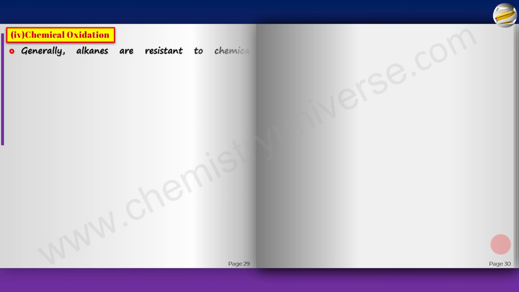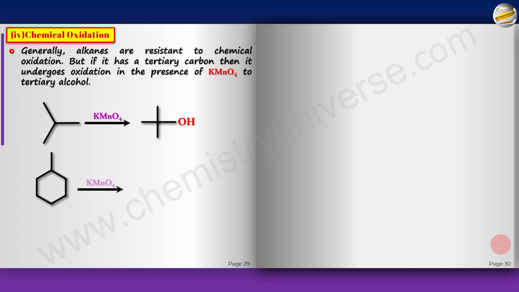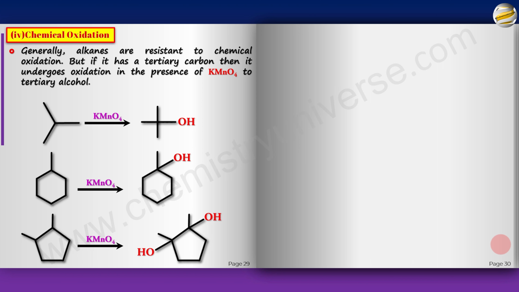And then comes chemical oxidation. The chemical oxidation is again pretty simple. Tertiary H is replaced by OH. That's as simple as that. Generally, alkanes are resistant to chemical oxidation, but if it has a tertiary carbon, then it undergoes oxidation in the presence of KMnO4 to give a tertiary alcohol. So with KMnO4, which alcohol do you think it will get? Look at the tertiary carbon. Obviously here. What about this? There are two tertiary carbons, so 2 times OH.